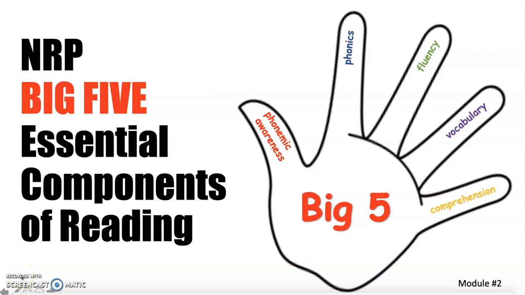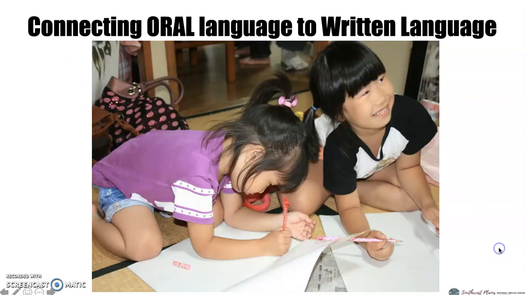In Module 2, we will study the findings of the National Reading Panel's answers to questions regarding the Big 5 essential components of reading. Let's look first at their answers by beginning our study by thinking about how children, whether they are young or an older child immigrant from another country, connect their speaking or oral language to the squiggles on a page. Because that is what readers must do.